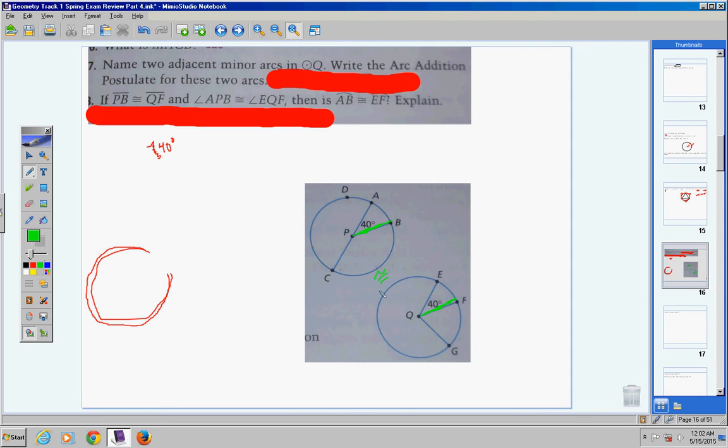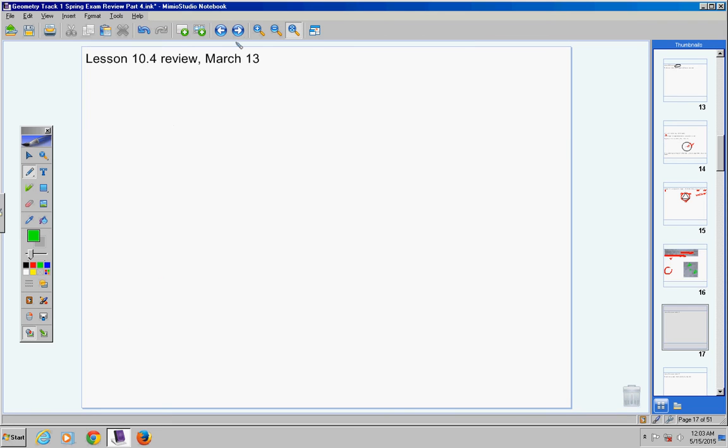Got it? So if angle APB is congruent to angle EQF, is arc AB congruent to arc EF? Most definitely. They're congruent circles, same central angle. Yes, they are. Okay, moving on to lesson 10.4.